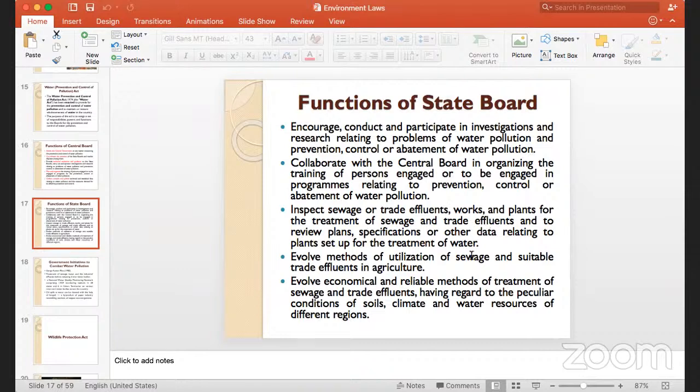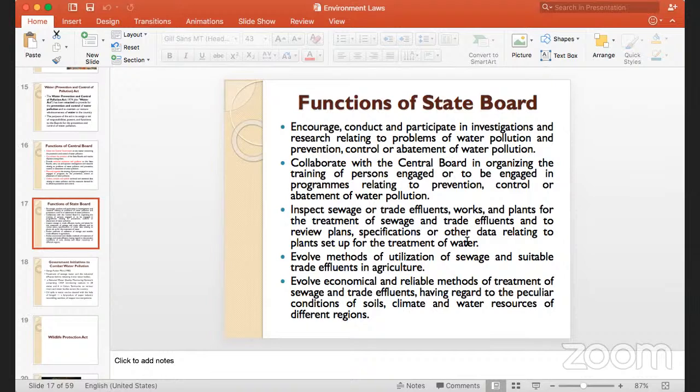Then what else can they do? They can go and ask for data, right? Data relating to the treatment of water, or if the industry is discharging any waste into the river or other aquatic sources, it can go and ask for this data. Then it can evolve methods of utilization of trade effluents, okay? And it can also evolve economical and reliable methods of water treatment.